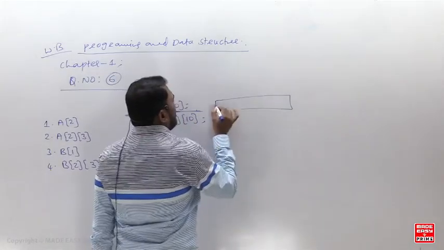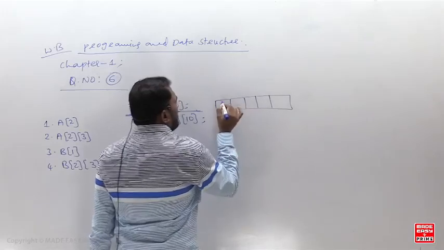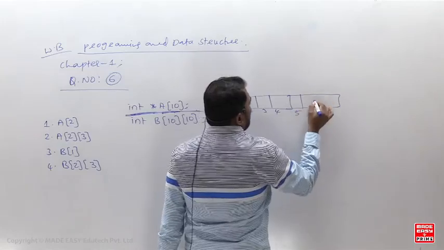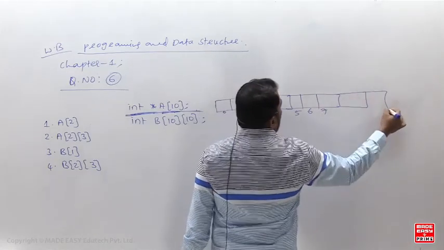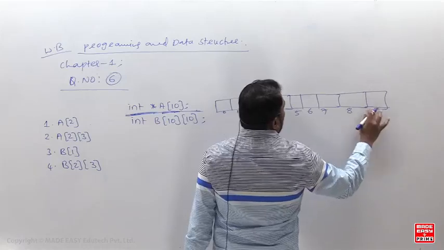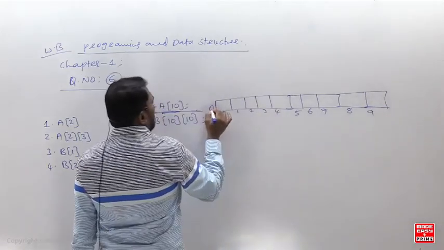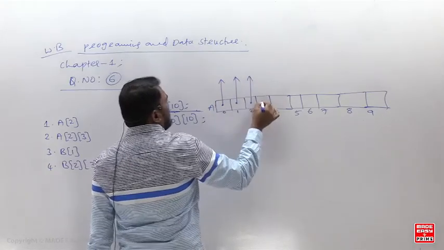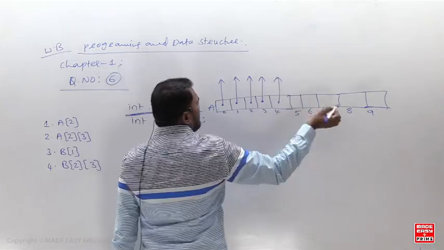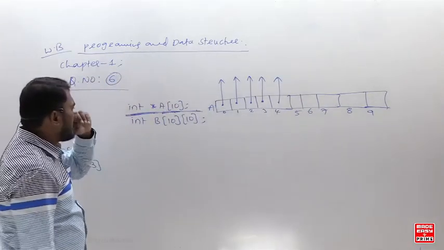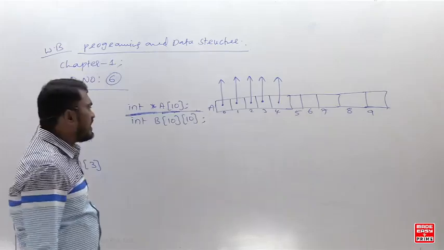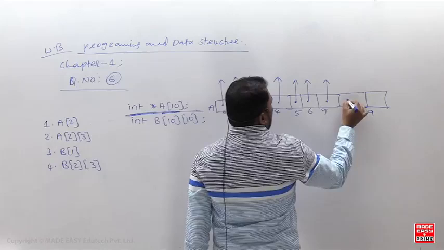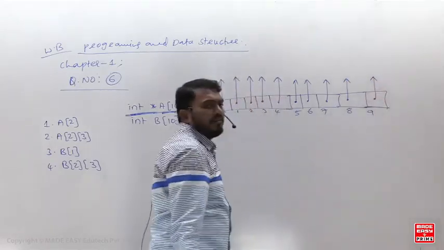So how will the diagram look? It is a[0], 1, 2, 3, 4, 5, 6, 7, 8, 9, like so. This is a[10]. In each of these you can store the address of an integer. So this is the declaration, and that is the diagram. You can store the address of any integer, and that is the meaning of it.